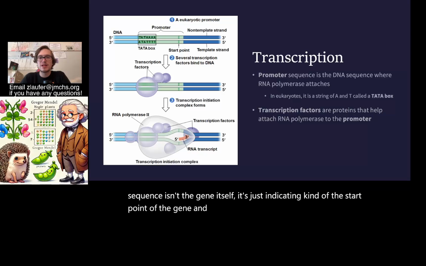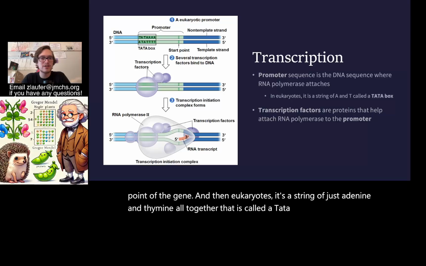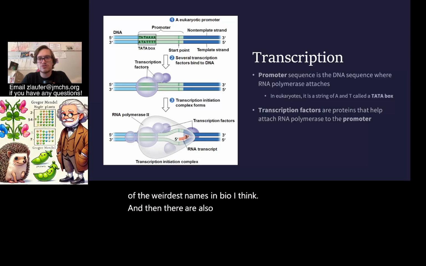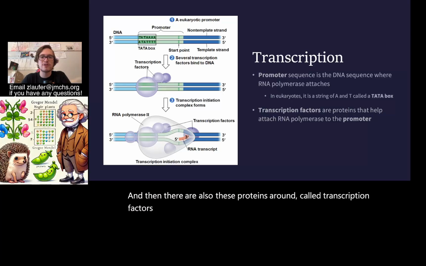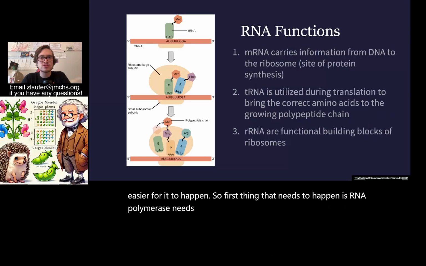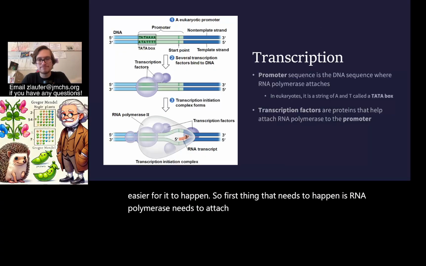And then in eukaryotes, it's a string of just adenine and thymine all together. That is called a TATA box, which is one of the weirdest names in bio, I think. And then there are also these proteins around called transcription factors that just help RNA polymerase attach. They just make it easier for it to happen.